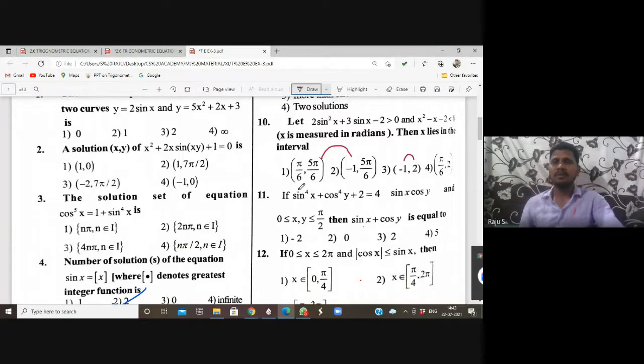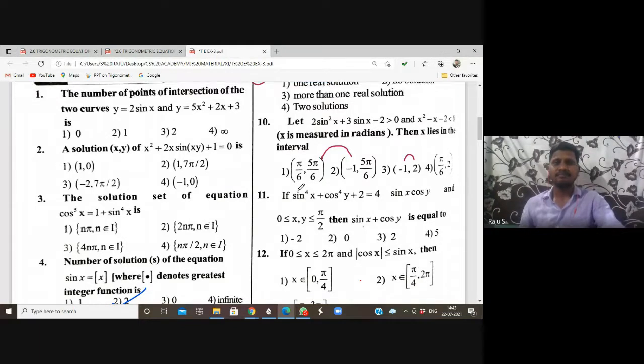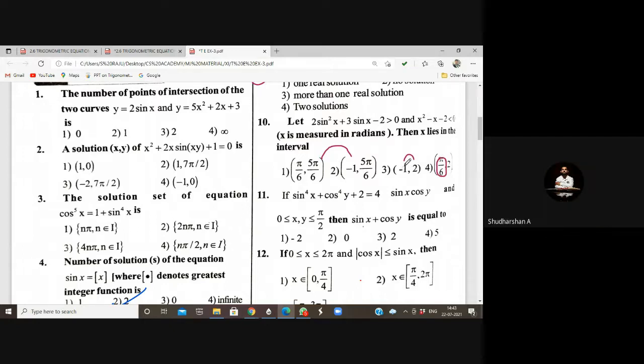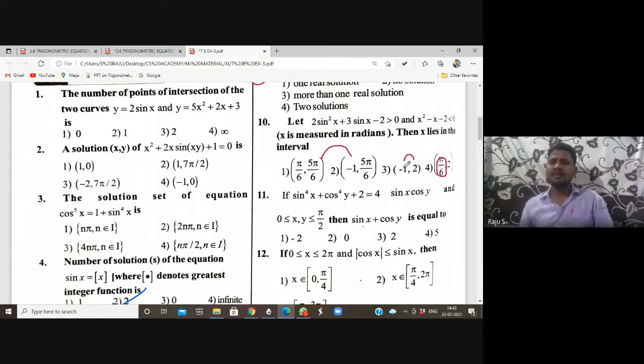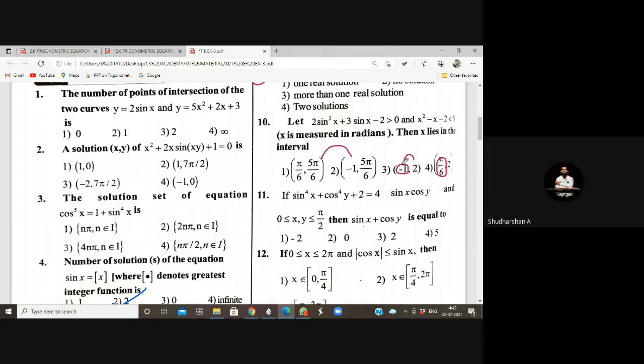Yeah, you only tell me which is the correct option for 10th. Yes, substitute the values. Substitute the values for what value of x? Just pi by 6. Sir, it can't be the third option, sir. See, because if we substitute minus 1 in the second equation, it comes 0, sir. So we can easily choose the fourth option, sir.